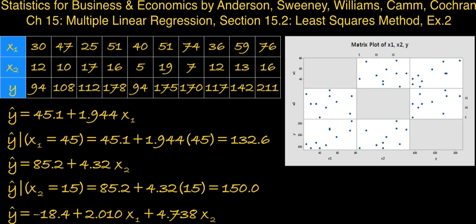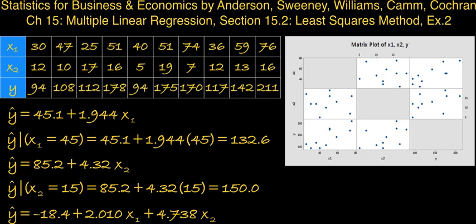In front of x1 I had 1.944 in the first equation we derived, and that differs from the 2.010 in the two variable equation we just obtained. And similarly, 4.32 in front of x2 in the second equation that we obtained differs from the 4.738 in front of x2 in the last equation we obtained.